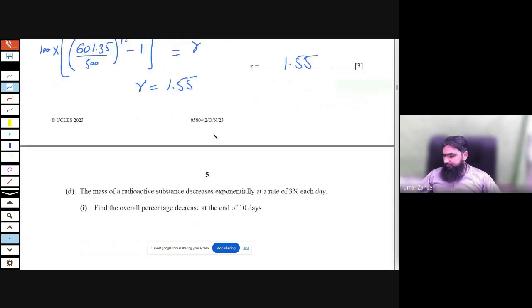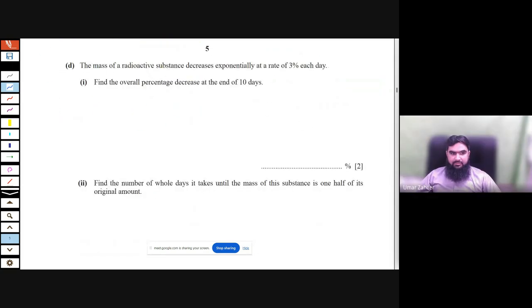All right, so now we have the next one. The mass of a radioactive substance decreases exponentially at the rate of 3% each day. Find the overall percentage decrease at the end of the 10 days. Obviously, it decreases exponentially, so we have to use the same formula that we use for compound interest.